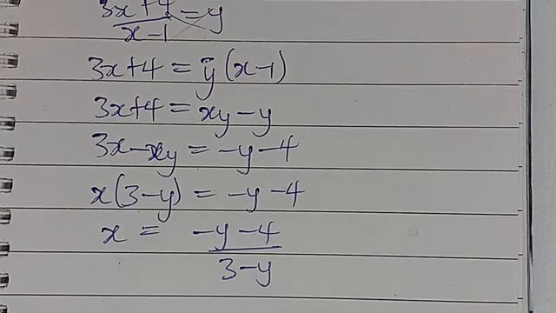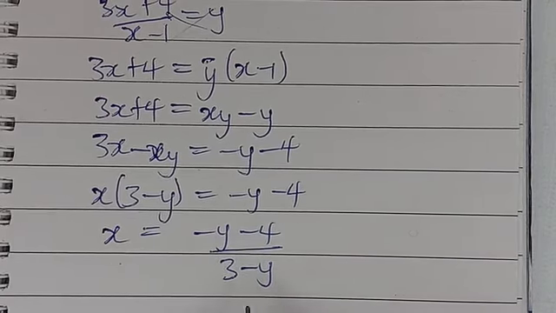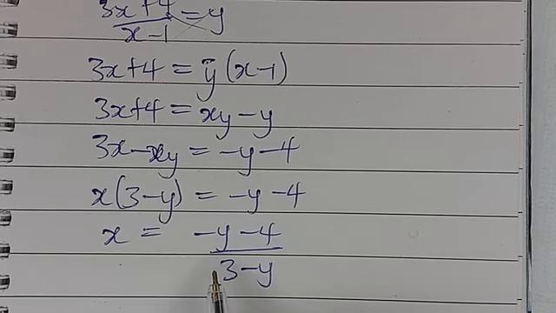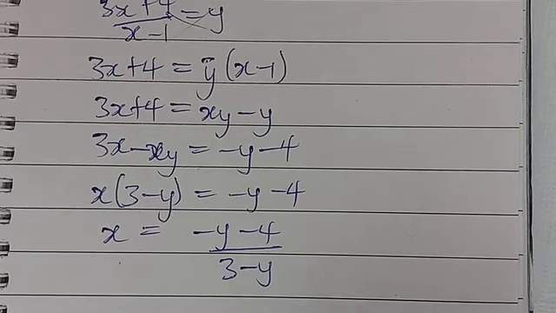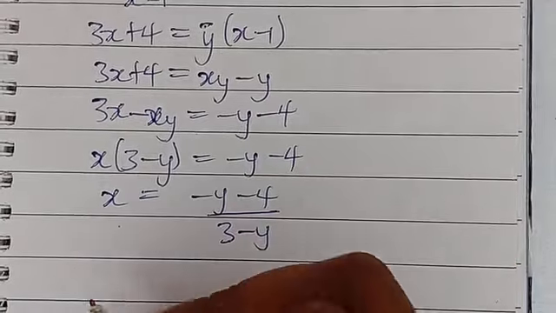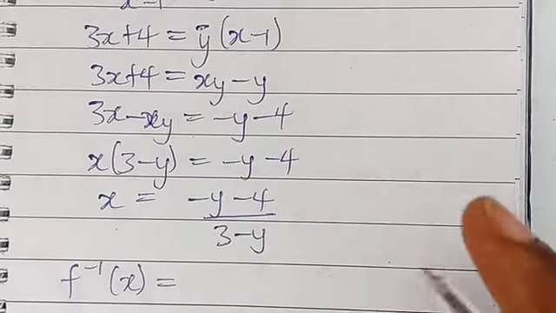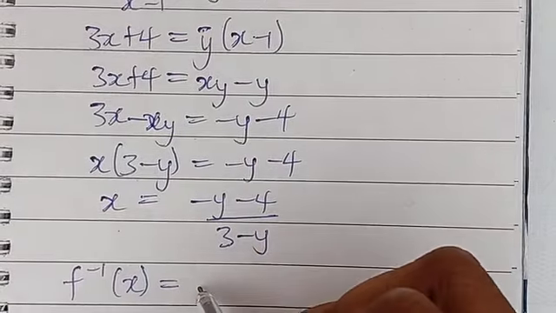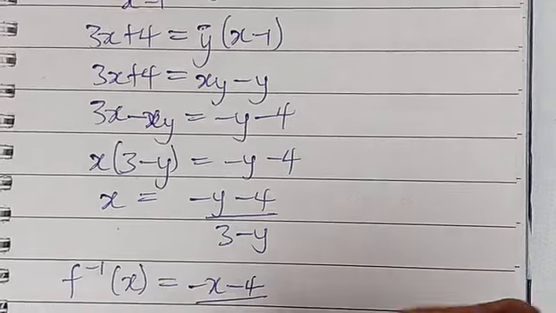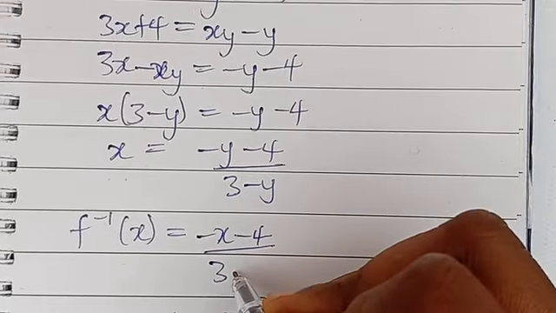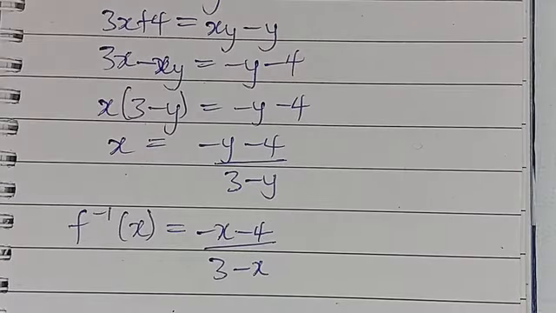So we already have this. Now, since this is minus minus and there is a minus here, we can as well change this, but let's just leave it as what it is, because this is not the final value of what we are looking for. Then, for us to write out the function that the inverse of f of x is equal to, we change all the y's to x. We have (-x - 4)/(3 - x). So this is the inverse of the function.